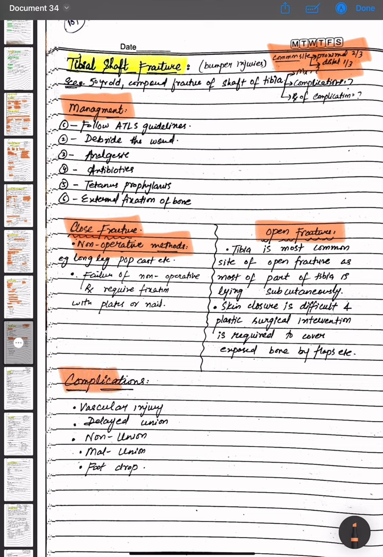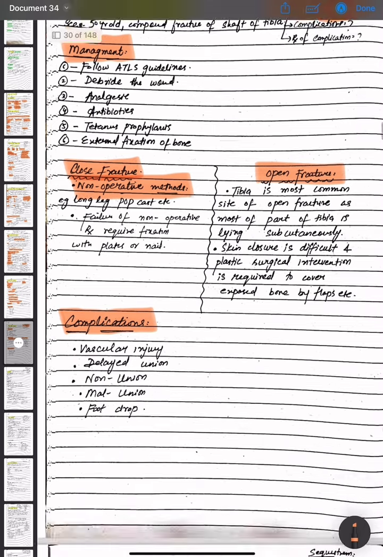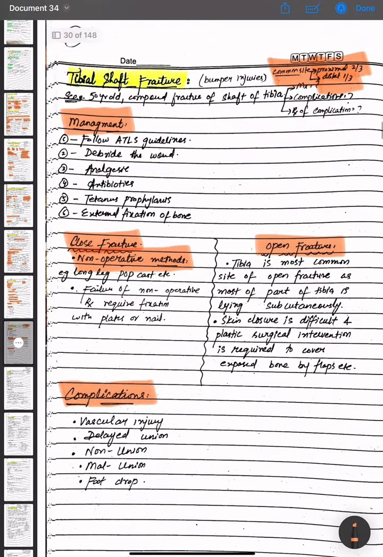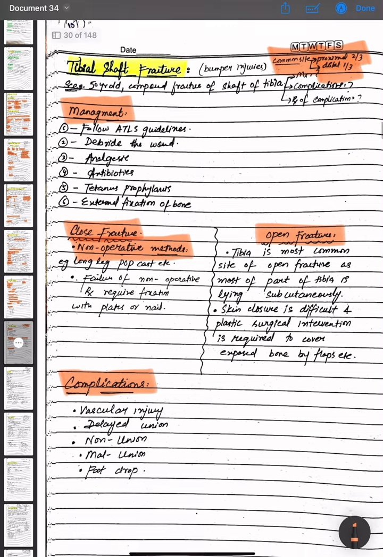What are the complications of tibial shaft fracture? These are vascular injury, delayed union, non-union, malunion, and foot drop. These are the common complications of the tibial shaft fracture. So what we have discussed are the management options, then for closed fracture the non-operative methods, and for open fracture the operative methods, and what are the complications.